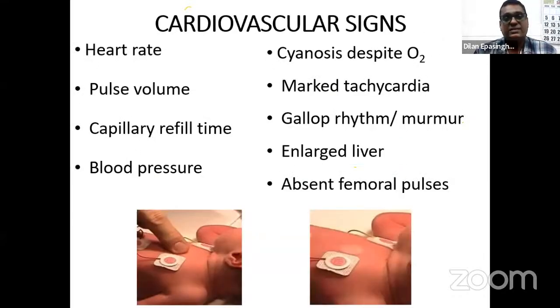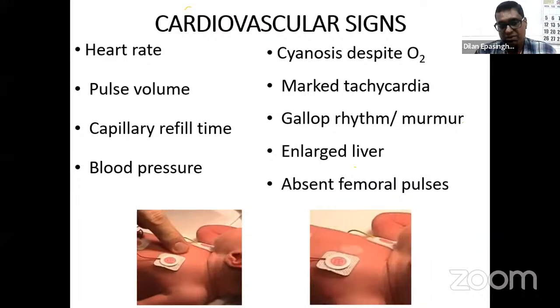Right. What are the signs you can get in shock? Increased heart rate. Sometimes it may be bradycardia, that is pre-terminal. Pulse volume, yes, low pulse volume. In pediatric situation, capillary refilling time is important. Capillary refilling time is very high, sorry, it's more than 2 seconds.